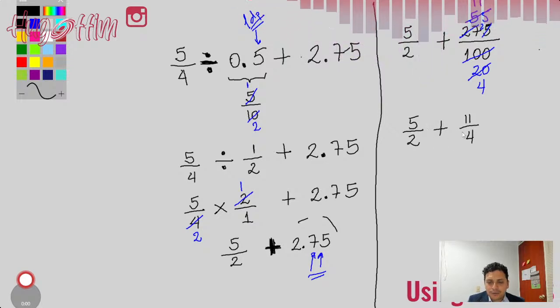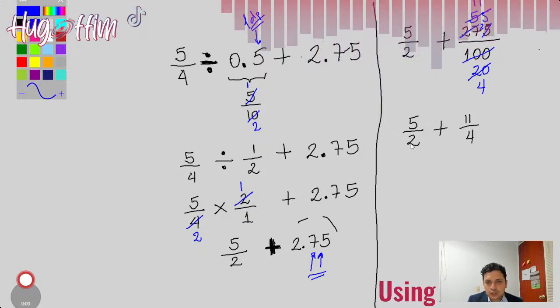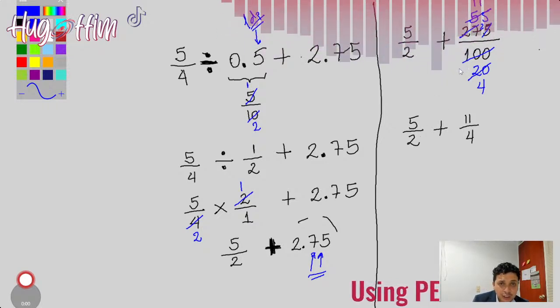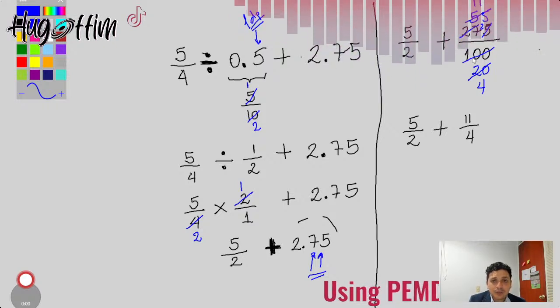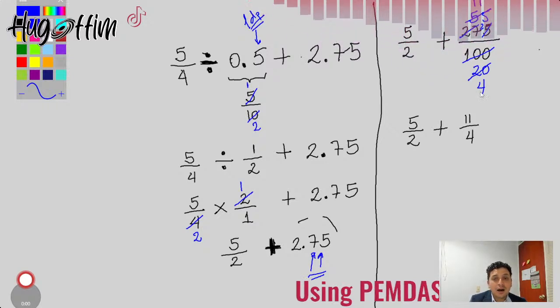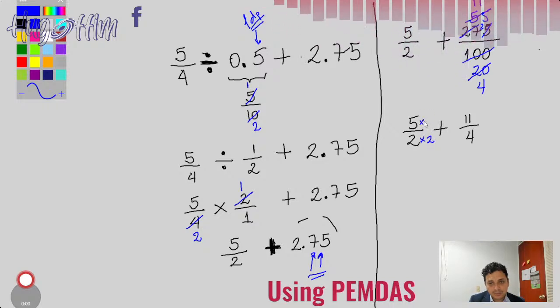And now, to add these two fractions, I need a common denominator. Look at that, this is 4 and this is 2. This is why I suggest you simplify the fractions. Because instead of getting the common denominator between 100 and 2, I have the common denominator between 4 and 2. That is easier, because it's just multiplied by 2.